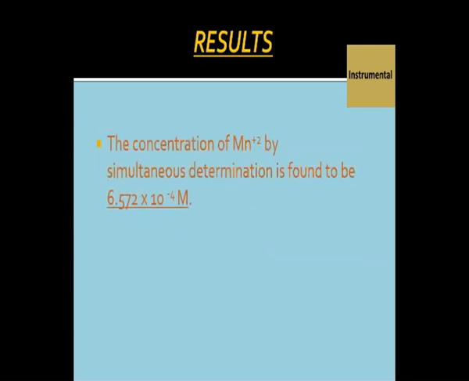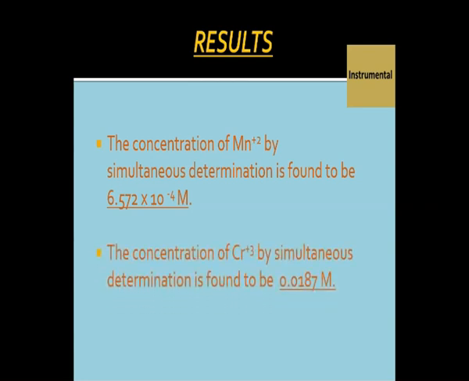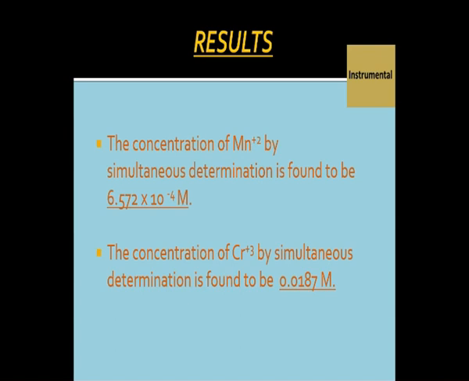So in the results, we report the concentration values of the sample. The concentration of manganese plus 2 by simultaneous determination is found to be 6.572 exponent minus 4 molar. The concentration of chromium plus 3 by simultaneous determination is found to be 0.0187 molar. So, the whole summary of this presentation is that we can determine the concentration of different species present in a mixture by using the simultaneous determination method.